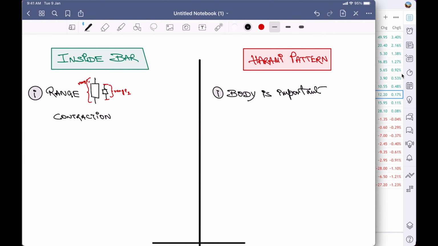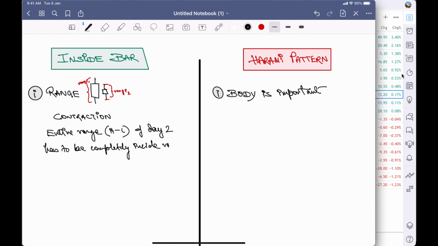It does not look into the underlying trend of the market. It does not have any specifications that the previous day has to be negative, today has to be positive, and all that stuff. The only thing is range contraction, meaning the entire range, and when we say range, I mean the high minus low difference of day 2, the second bar, has to be completely inside the range of day 1, that is the previous day.